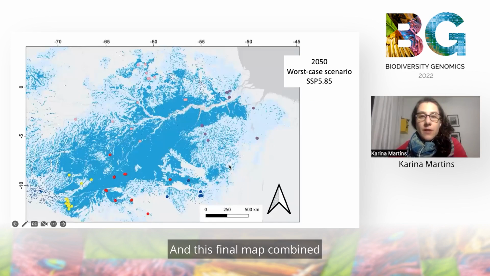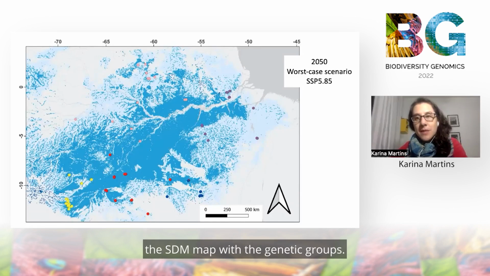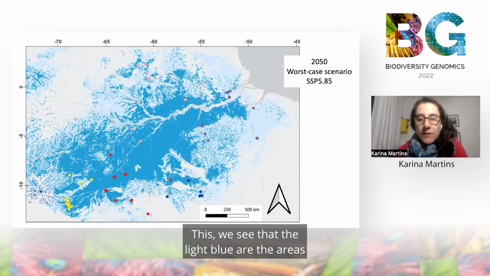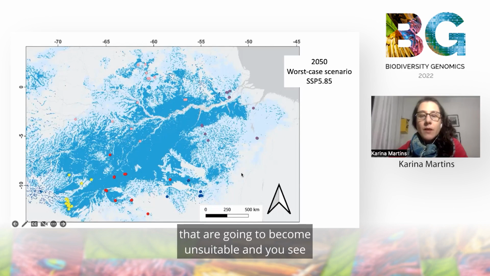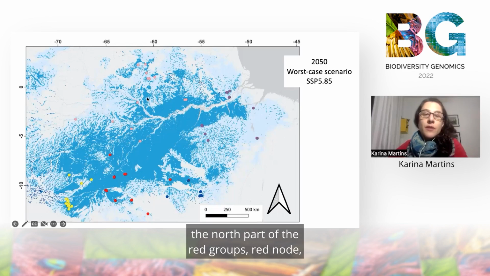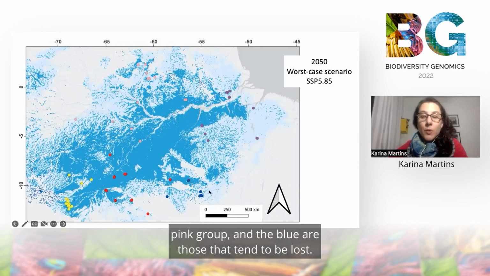And this final map combines the SDM map with the genetic groups. So just exemplifying the worst case scenario, we see that the light blue are the areas that are going to become unsuitable, and you see that the purple genetic group, the north part of the red group, the pink, and the blue are those that tend to be lost.